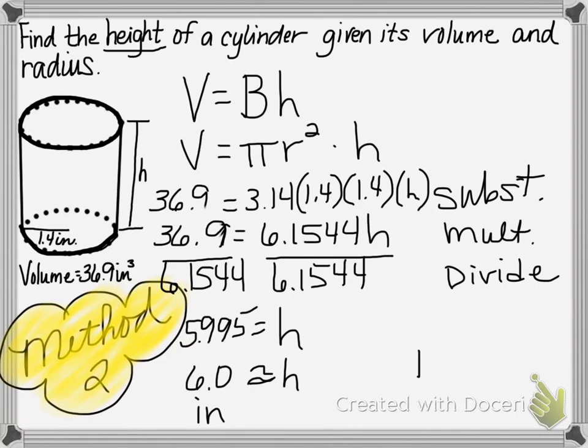And again, remember my last step was to round. So first I substituted the values that I needed, then I multiplied, then I divided by the coefficient, and then I rounded to the nearest tenth to find my final solution of 6 inches.